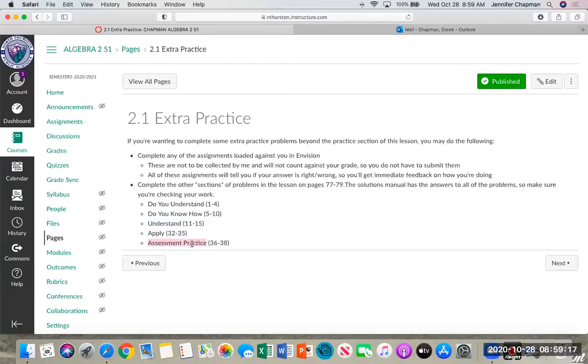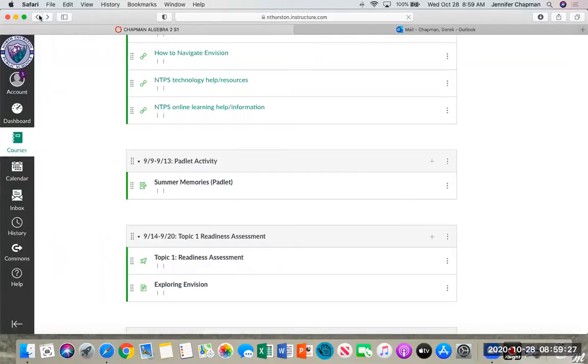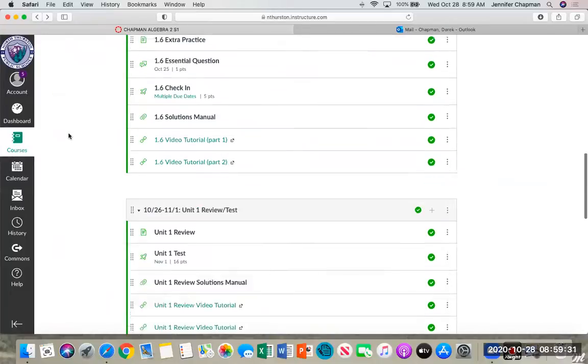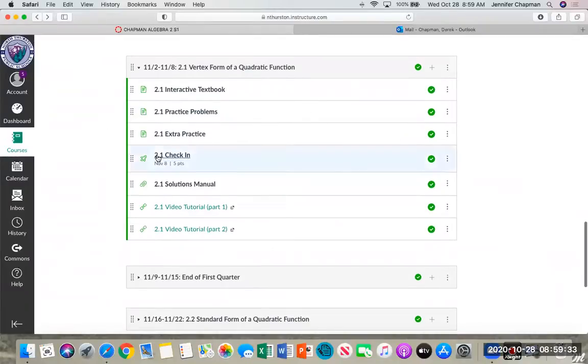So if you want extra practice, if you want to just make sure your skills are finely tuned, you can do any of these things that are in this extra practice line. So that's something that's new for this next week. Again, nothing required. You don't have to. That's just there if you want to do it. Okay.